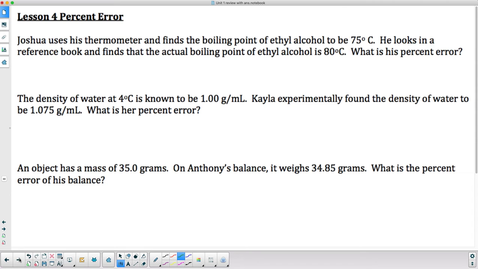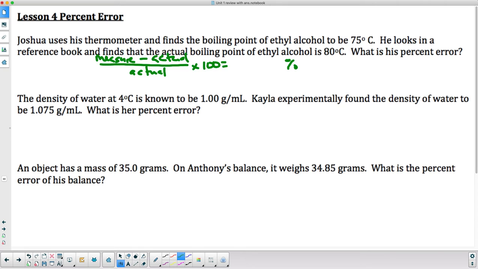This is the percent error. Percent error works very much like this. We take whatever our measured value, subtract it from the actual value. After you subtract, I divide by the actual value and I multiply by 100, and that will give us the percent error. So what does this look like when we use the problem here?